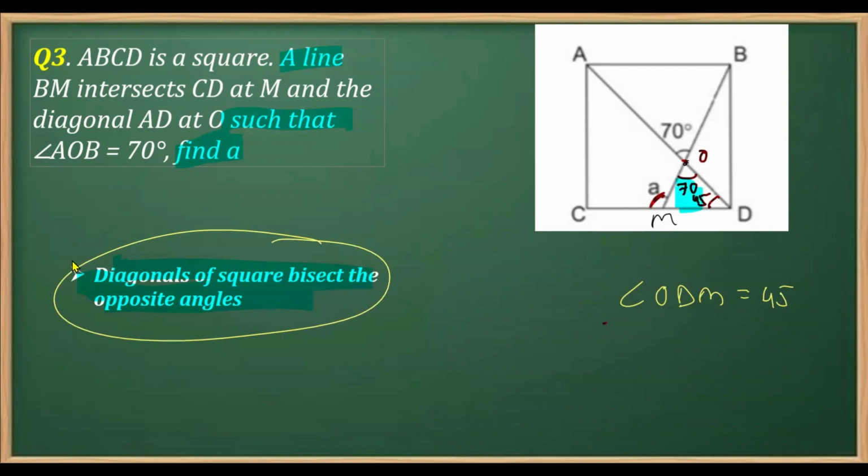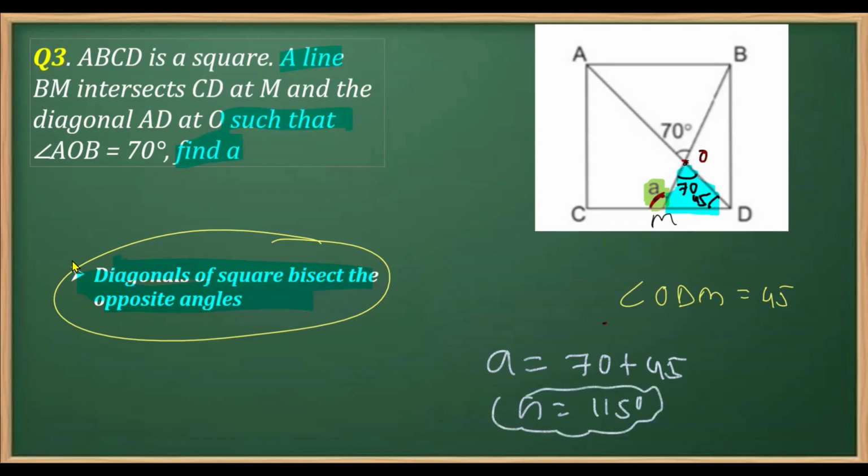Now check here in this triangle, right? We know that the exterior angle of a triangle, where A is the exterior angle, is equal to the sum of its two interior opposite angles. So angle A comes out to be 70 plus 45, that is 115 degrees, is the answer for this part. We have used two properties here. One is this, and the other is that the exterior angle of a triangle is equal to the sum of its two interior opposite angles.